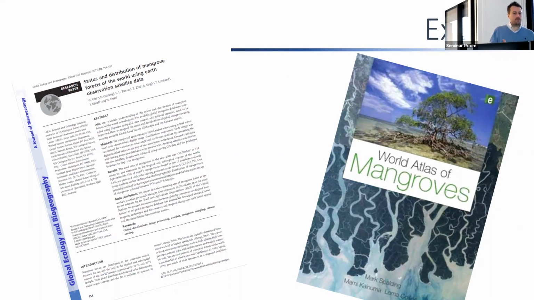But there's still a slight problem with these. They are snapshots in time. They fail to capture change, so deforestation, degradation, and regeneration. And due to the time it takes to process these and publish them, when they were published, they were already out of date by 10 years. So we'd already had 10 years of mangrove change since then.